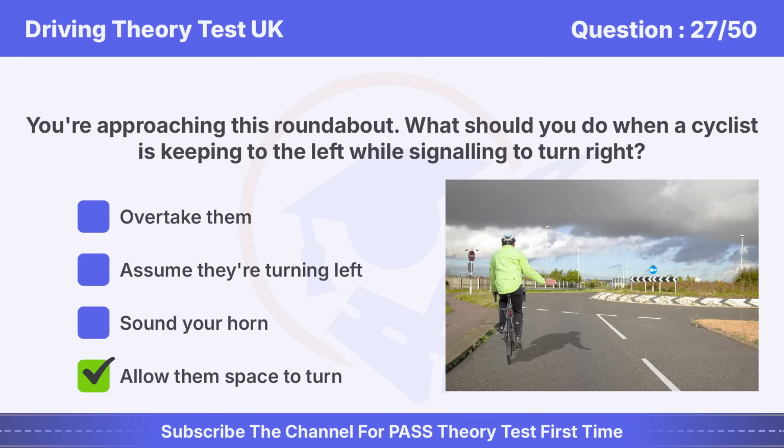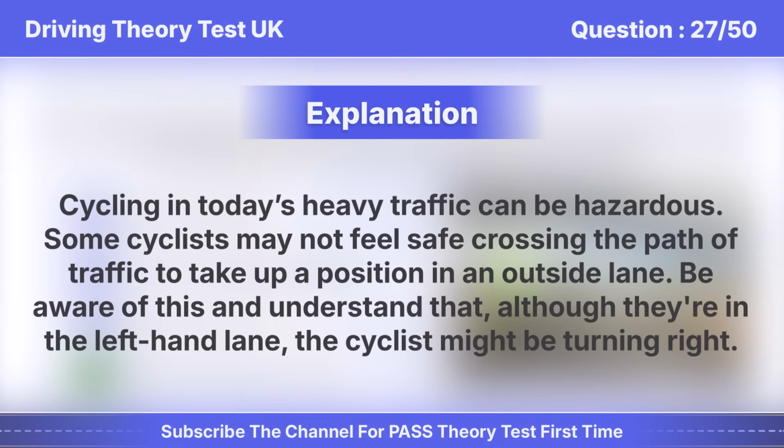Answer is D. Allow them space to turn. Cycling in today's heavy traffic can be hazardous. Some cyclists may not feel safe crossing the path of traffic to take up a position in an outside lane. Be aware of this and understand that, although they're in the left-hand lane, the cyclist might be turning right.